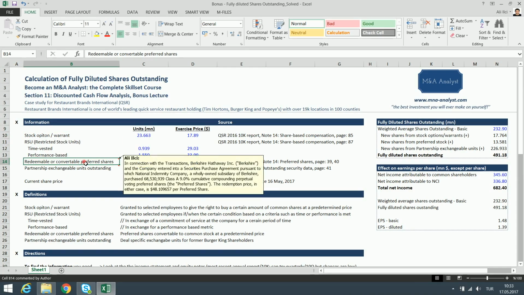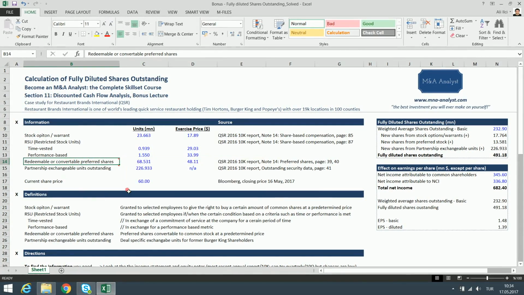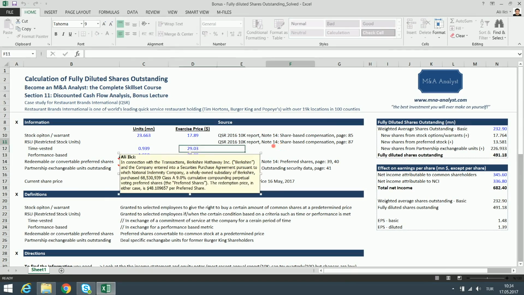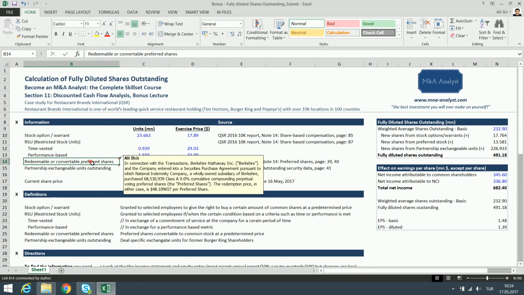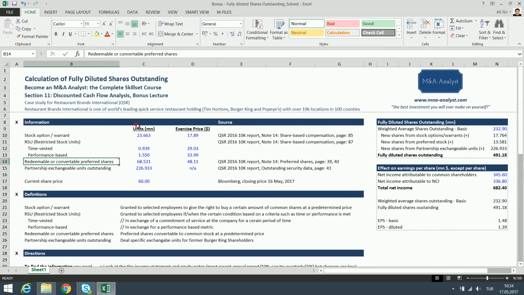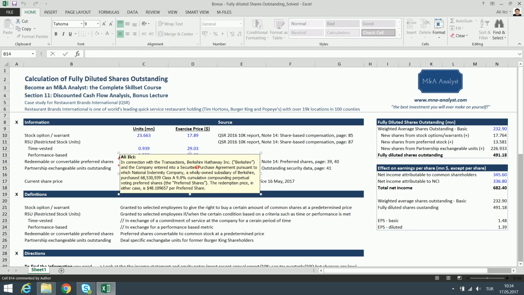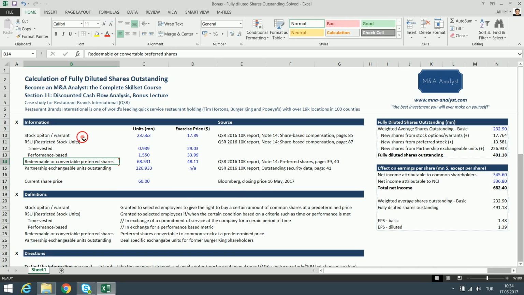So we have the redeemable convertible preferred shares here, which means convertible actually. This is a really big number here. And if you don't know, this company was created when Burger King acquired Tim Hortons in 2014. So they financed a part of the deal with a loan from Warren Buffett's Berkshire Hathaway, and they received preferred shares, almost 69 million preferred shares. We have, as I said, the options here, the list of the convertibles.